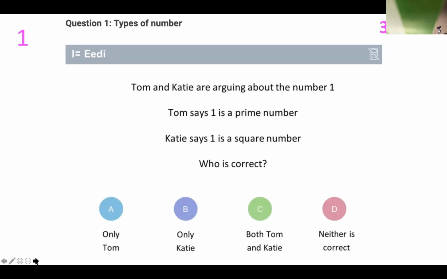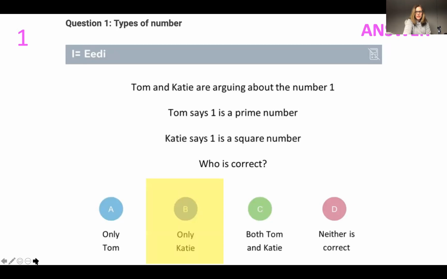Halfway. Remember, if you're putting your answer in the chat, don't press enter. I don't want to see the answers yet. In 3, 2, 1, put your answers in the chat. Let's see how many got B. Katie is the only one who is correct.